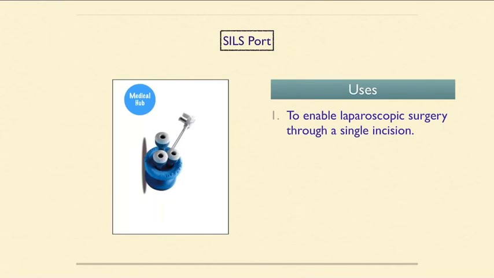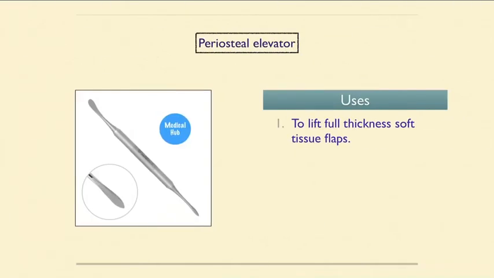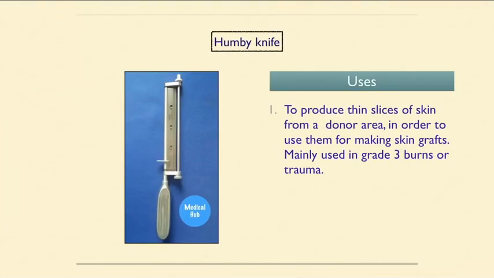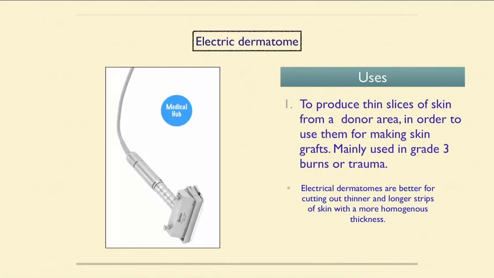Next is SILS port. It is used to enable laparoscopic surgery through a single incision. Next is periosteal elevator. It is used to elevate full thickness tissue flaps. Next is Humby knife. It is used to produce thin slices of skin from a donor area in order to use them for making skin grafts, mainly used in grade 3 burns or trauma.